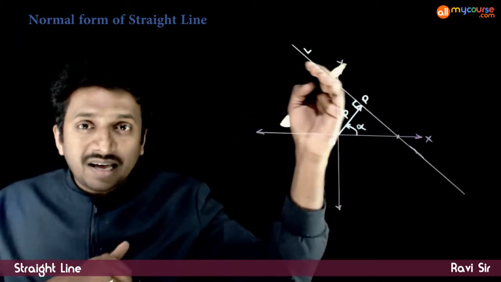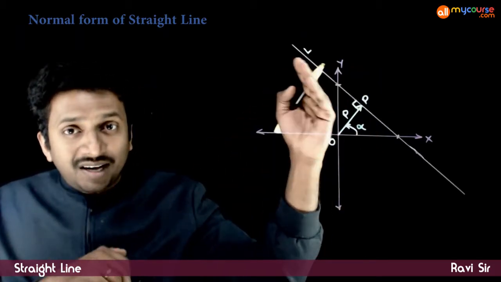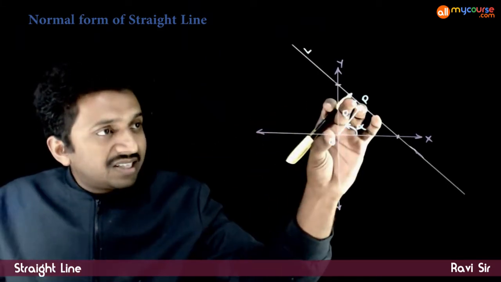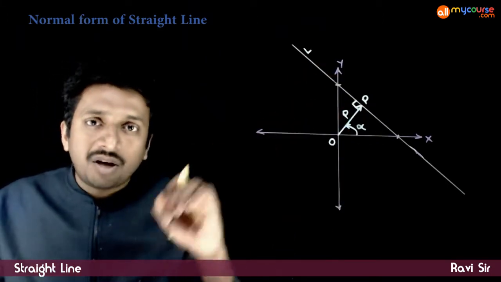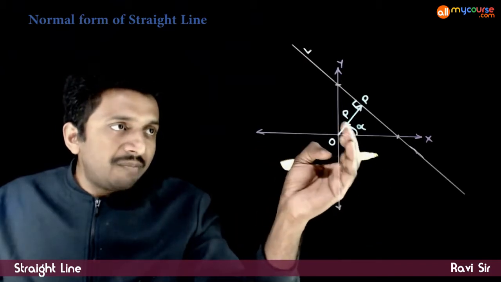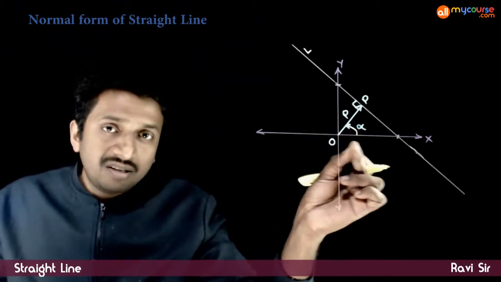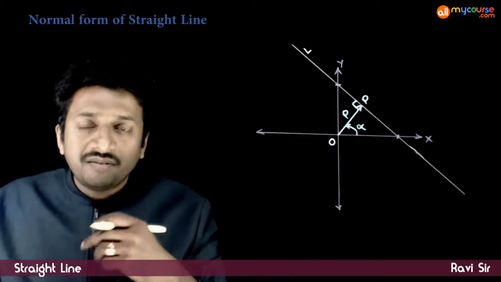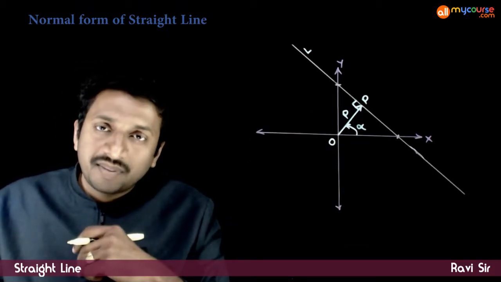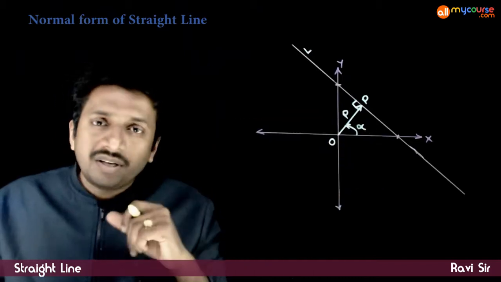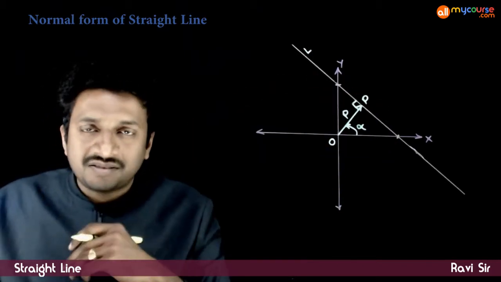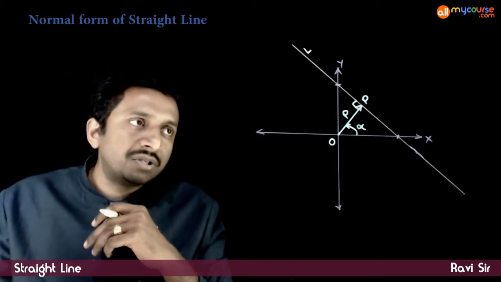The slope of this line and a point on this line are not given this time. The given information is the distance of this line from the origin and the angle made by the normal with the positive direction of x-axis, following the standard convention. Now using these two, can you find the equation of this line? Yes. So how can you find the equation of this line?